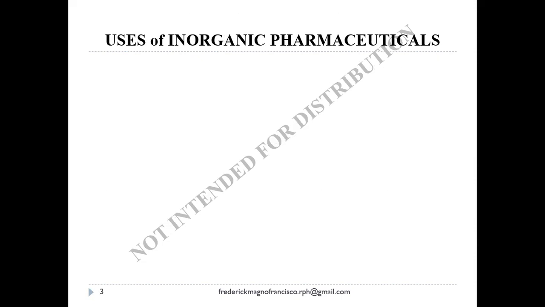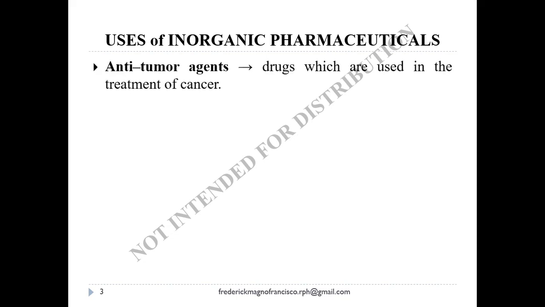Various uses of inorganic pharmaceuticals are anti-tumor agents. These are drugs which are used in the treatment of cancer. Cancers comprise a large family of diseases that involve abnormal cell growth with the potential to invade or spread to other parts of the body. They form a subset of neoplasms. A neoplasm or tumor is a group of cells that have undergone unregulated growth and will often form a mass or lump but may be distributed diffusely. Example of an anti-tumor agent is cisplatin.